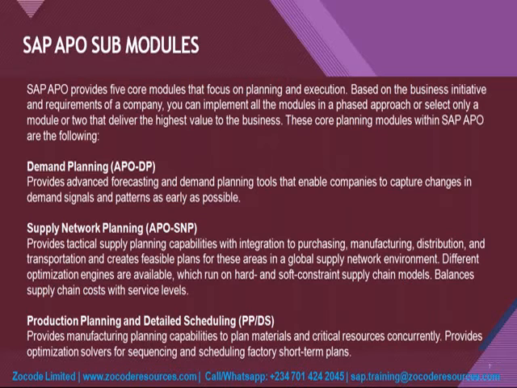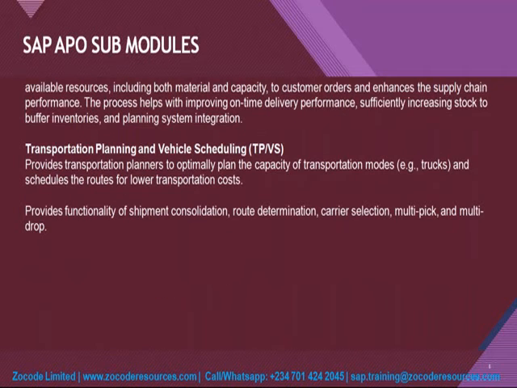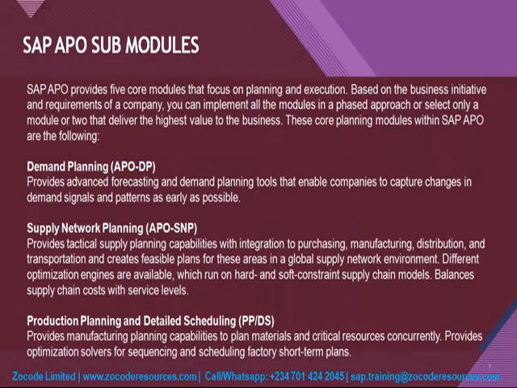You have demand planning, SAP APO DP. You have supply network planning. Then you have production planning and detailed scheduling. You also have global available to promise, then available to promise, then transportation planning and vehicle scheduling. All these are sub areas within the SAP APO.